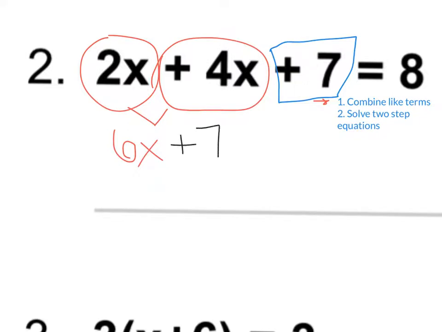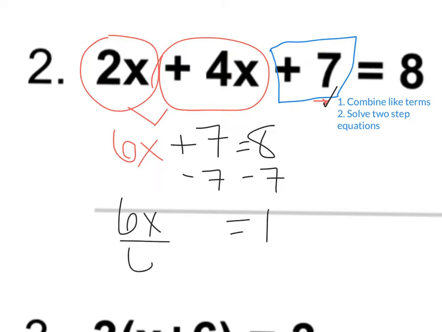plus 7 equals 8. And now that I've combined my like terms, I've done that step, I'm going to focus on solving my two-step equation. So I'm going to subtract my constant from both sides, leaving me with 6x equals 1. And then I'm going to divide by my coefficient on both sides, which leaves me with x equals 1 over 6.